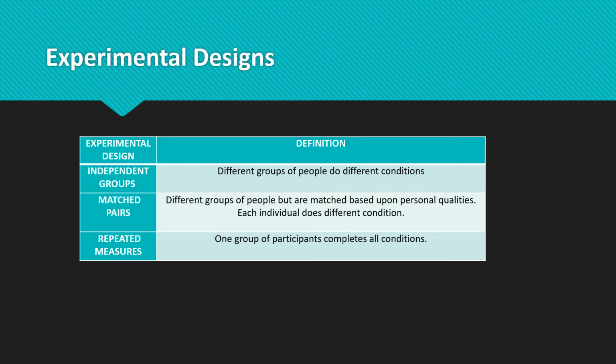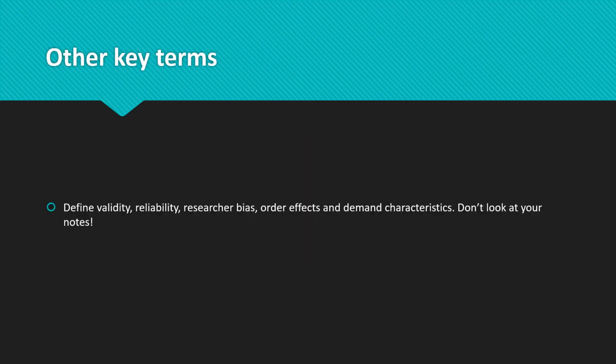But we need to remember, we need to know how to evaluate every single one of these. So there's a few key terms that I want you to try and define. These are validity, reliability, researcher bias, order effects and demand characteristics. Whilst you're doing it, don't look at your notes, write them down in your first colour pen and then we will check through. Try and time yourself, give yourself a couple of minutes, see how far you get.